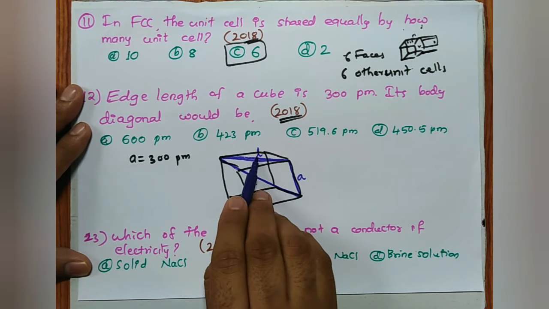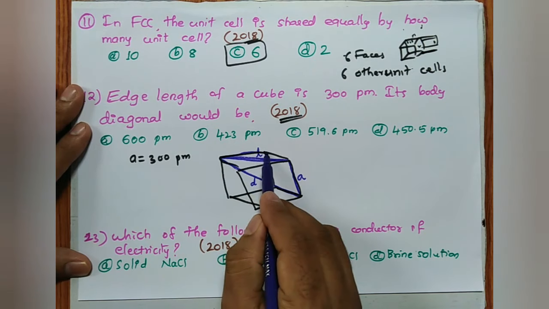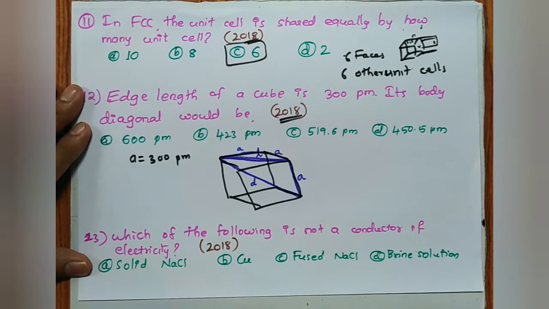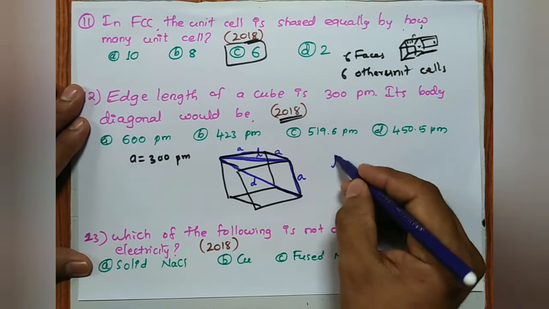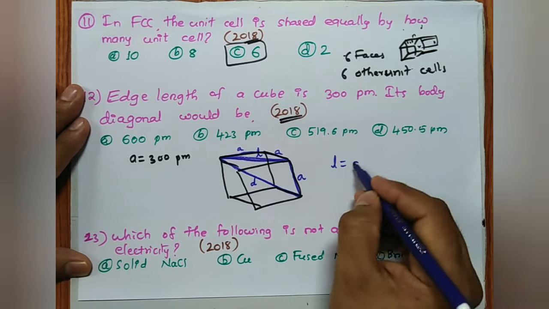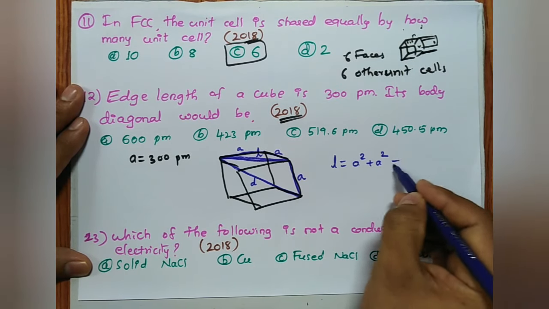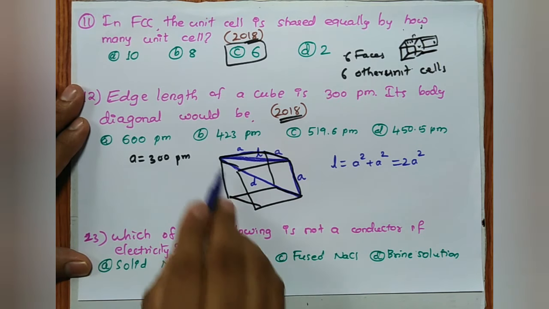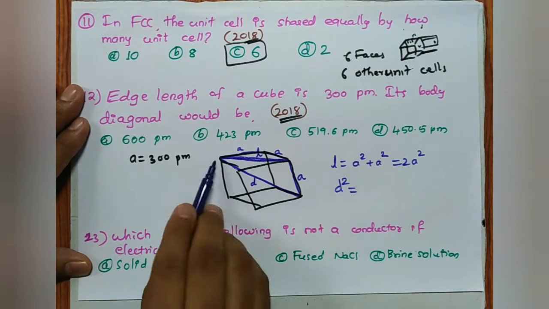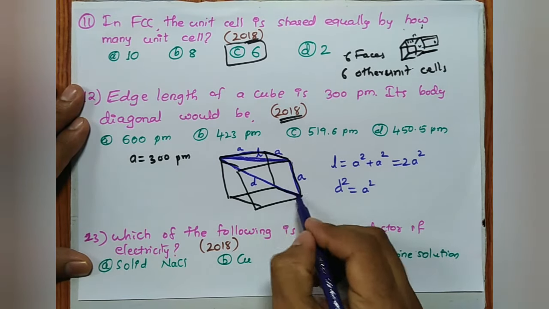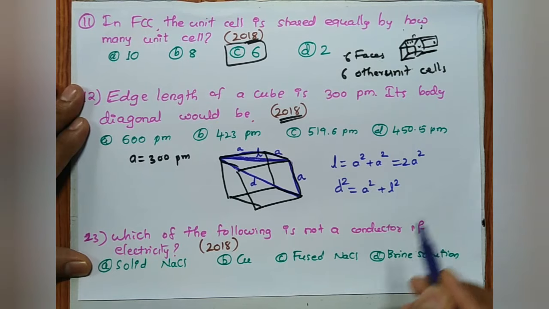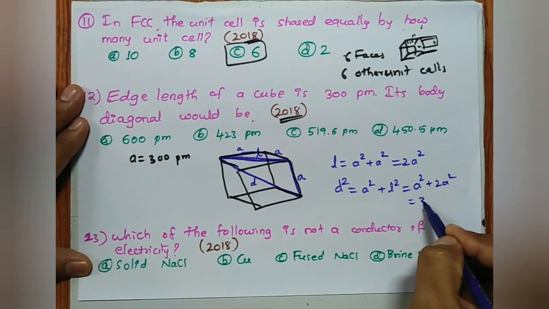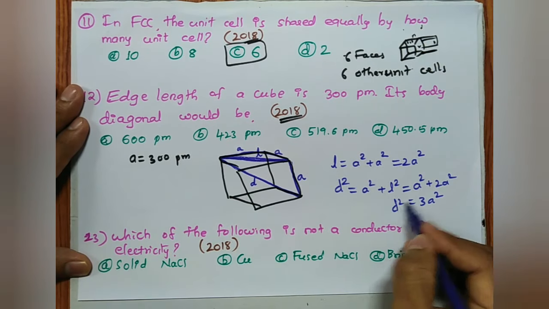To calculate this L, or like this also you can consider, this one and this one. This is L, this is A, this is A. Using the Pythagoras formula, L square is equal to A square plus A square, which is 2A square. Now D square is equal to A square plus L square. L square is 2A square, so A square plus 2A square is equal to 3A square. So D square is equal to 3A square.